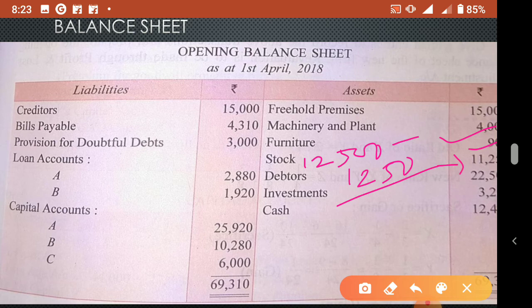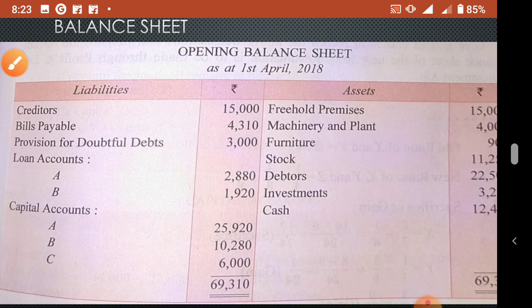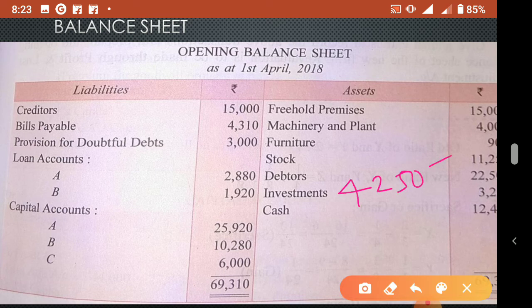Okay, understood? Now debtors, they didn't say anything, only the provision we have to change. So debtors also, the same amount we can put from the question, 22,500, because provision is on the liability side. Here also we write on the liability side only. Then investment 4,250. Investment adjustment was there. They said it should be 3,200. So from investment 4,250 we can minus how much it decreased, 1,050 decrease.